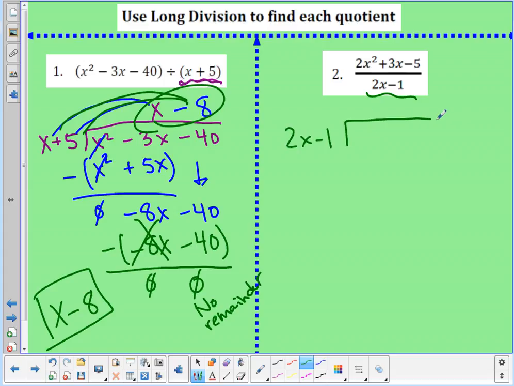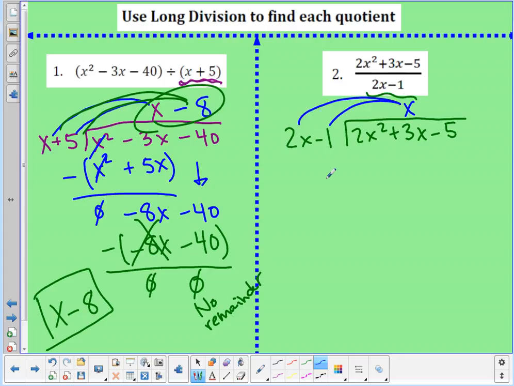And then on the inside, I have this top, 2x squared plus 3x minus 5. So I ask myself, how do I make 2x look like 2x squared? Well, 2 times 1 gives me 2, so I don't need another number, but x times x gives me x squared, so I need an x. Since it's an x, I put it above the x term, and now I'm going to distribute those.